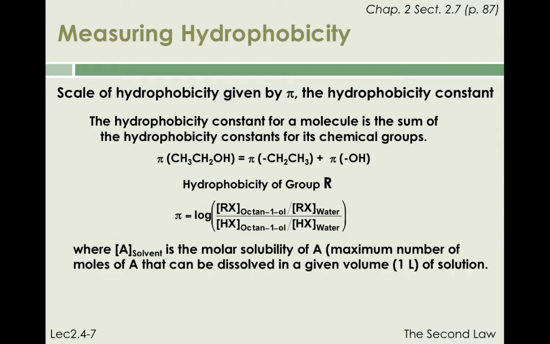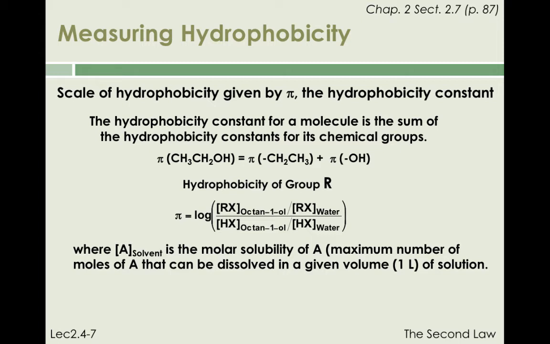The quantities in brackets refer to the maximum molarity that these substances can exhibit in octanol and water. The above ratio is then divided by the relative solubility of the molecule HX in octanol and water. Note that pi is expressed as the decimal logarithm of this ratio of relative solubilities. Solubility of molecule A in solvent S is defined in the usual way as the largest number of moles of A that can be dissolved in a liter of solution of A in S.